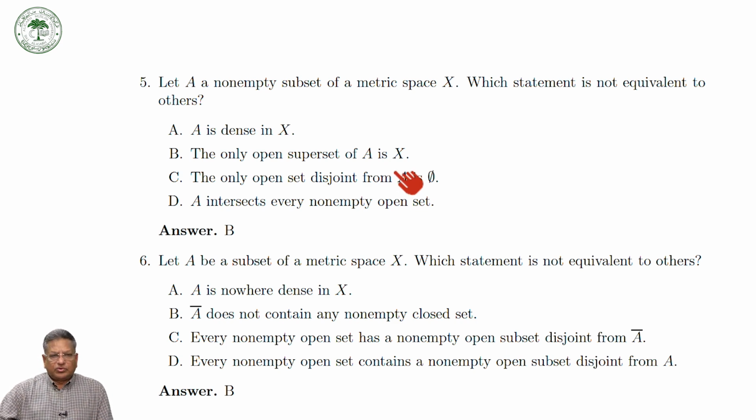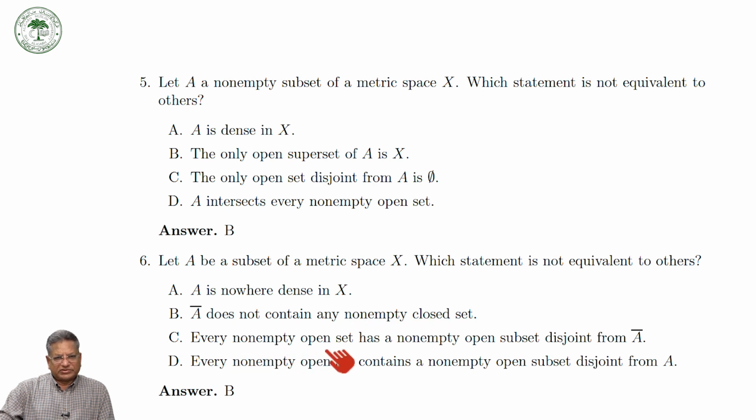So the next MCQ is the following. Let A be a subset of a metric space X. Which statement is not equivalent to the others? A is a nowhere dense set in X. Then the closure of A does not contain any non-empty closed set. I think the closure of A does not contain any non-empty open set. So here it is a non-empty open set, and here it is a non-empty closed set.